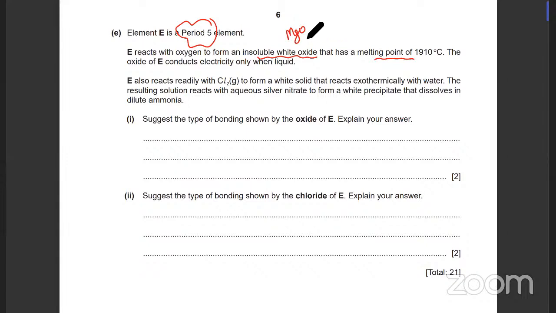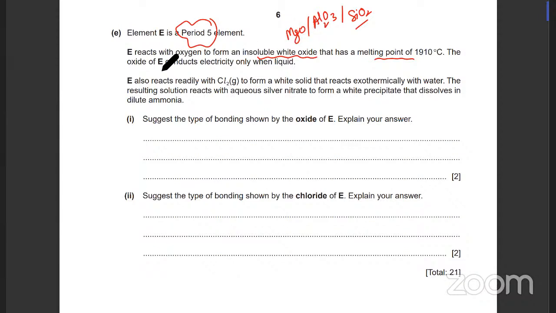Any other element from period 3? Aluminium. Even aluminium oxide is the same. You can also talk about SiO2 as well. The only problem with SiO2 is that it's probably not white, or not exactly white. Aluminium oxide and magnesium oxide are definitely white.